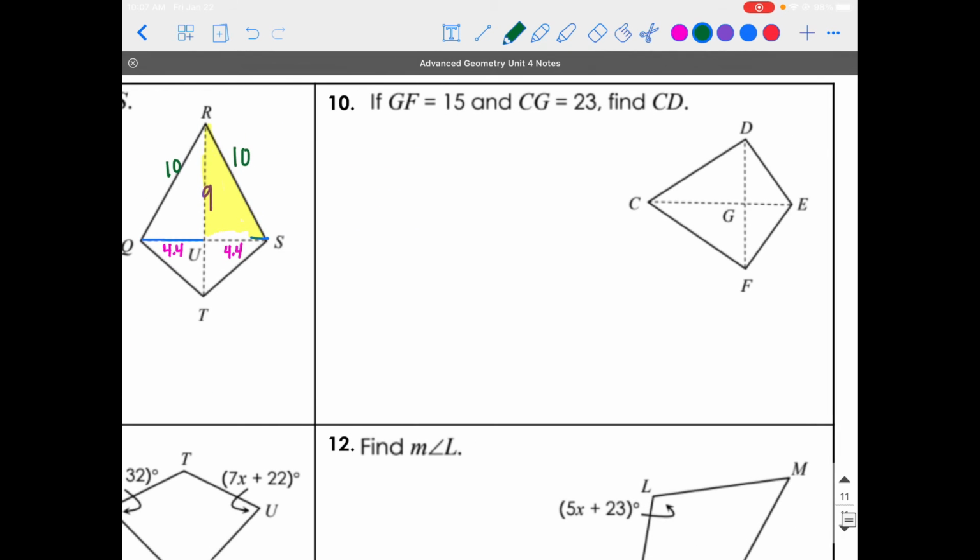Number 10, I want you to try number 10. So pause the video. Your final answer is 27.5. If you were unable to get 27.5, let me know and I can look and see where you may have gone wrong.